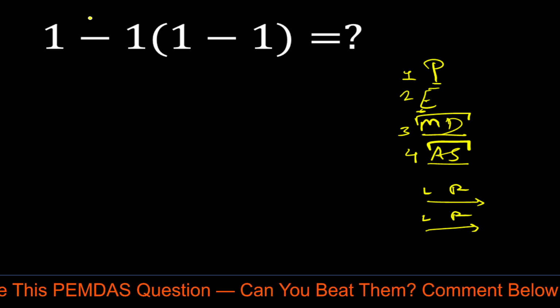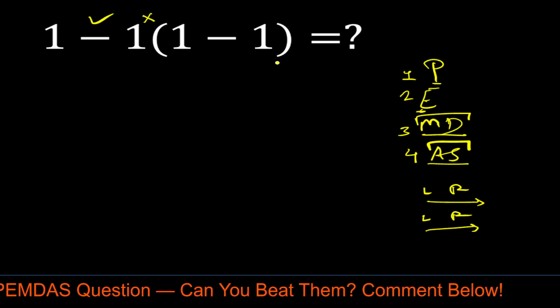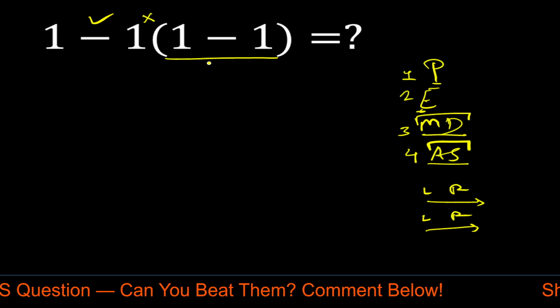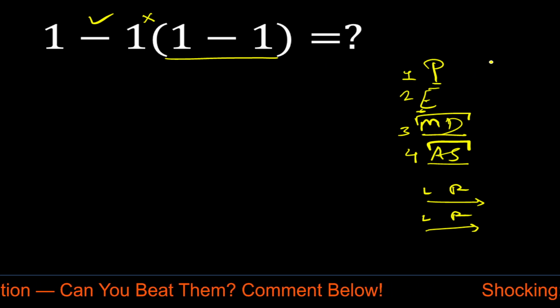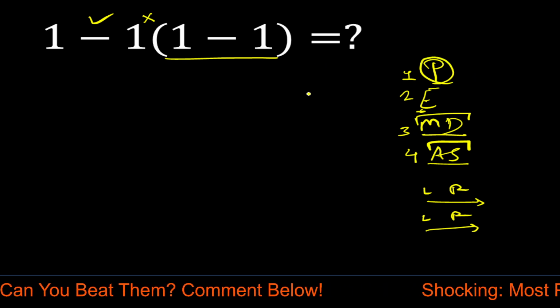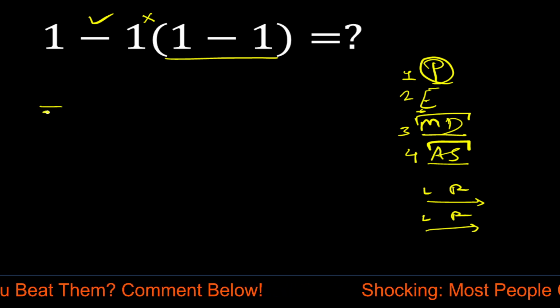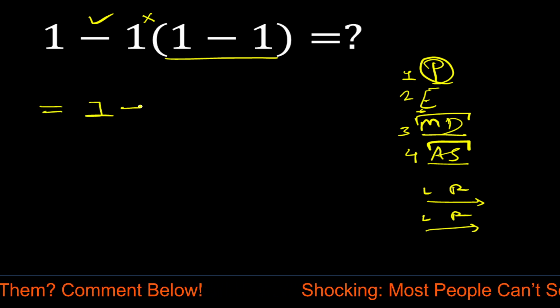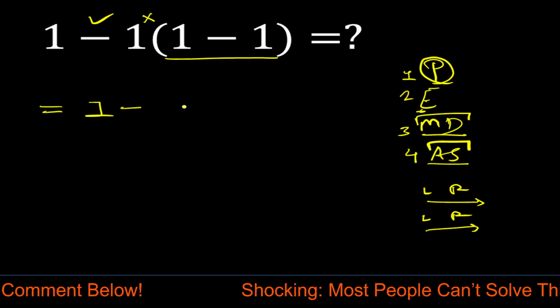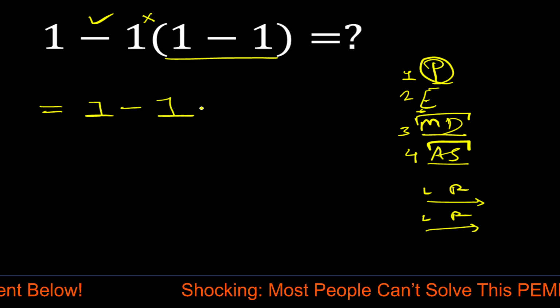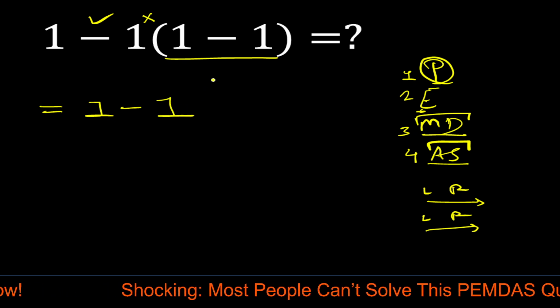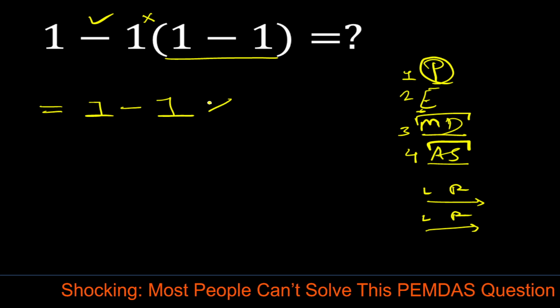So in this question, here we have subtraction, here multiplication, and here we have one parenthesis, right? So according to PEMDAS rule, first we have to solve parenthesis. So now 1 minus 1. Now solve this parenthesis. 1 minus 1 is equal to 0. So times 0, right?